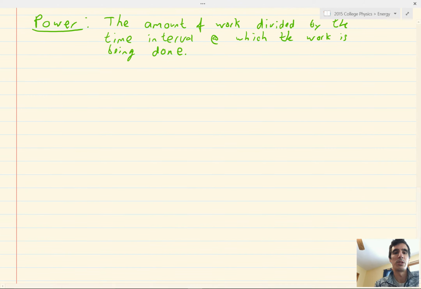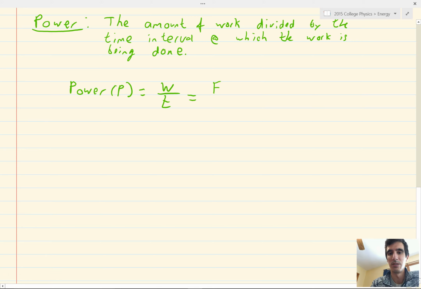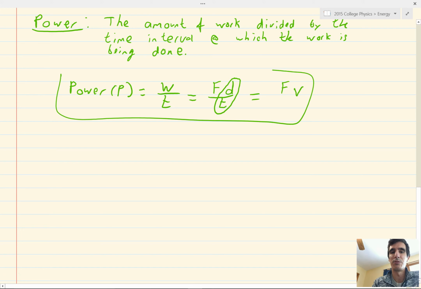So if we were to write that as a formula, we'd start off with power, which is P, is equal to work over time. We could expand this formula. We know work is force times distance. So power is also equal to force times displacement over time. And if we go way back to the beginning of the year, displacement over time is equal to velocity. Very good. So power is also equal to force times velocity. One giant formula.